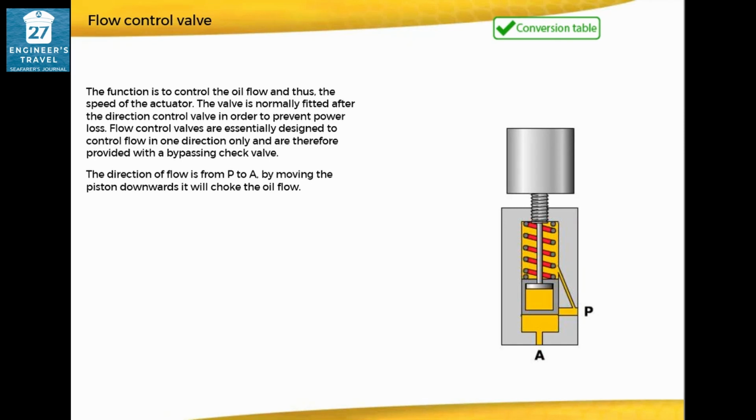By moving the piston downwards, it will choke the oil flow. If the oil flows in the opposite direction, the oil will press the piston upwards and flow unrestricted from A to P.